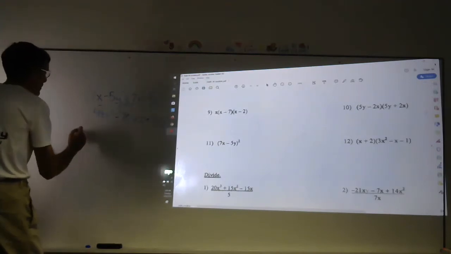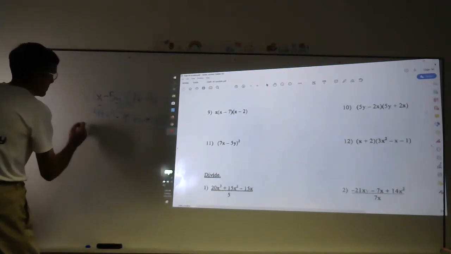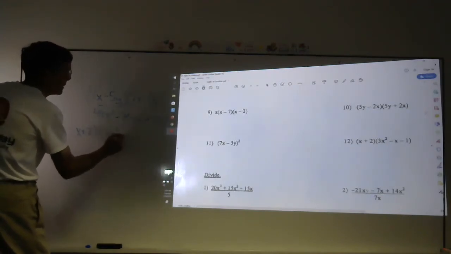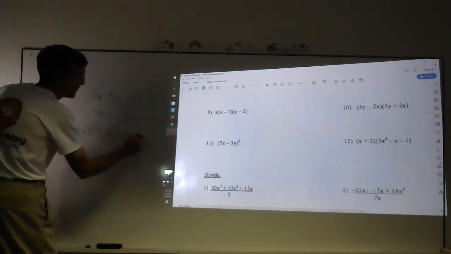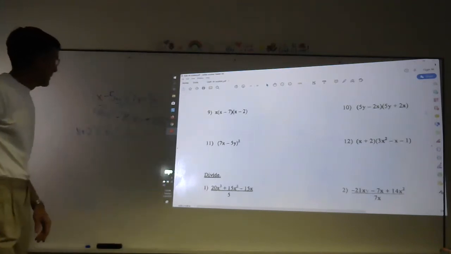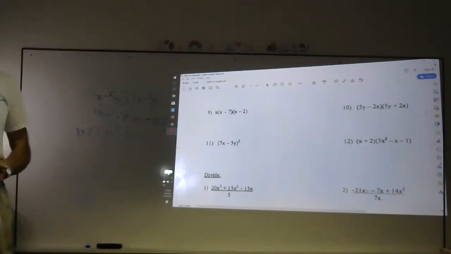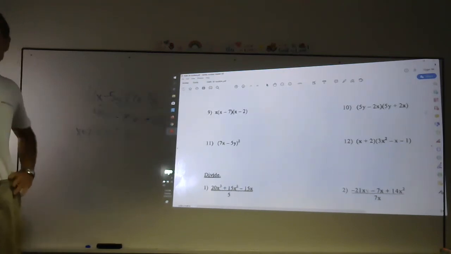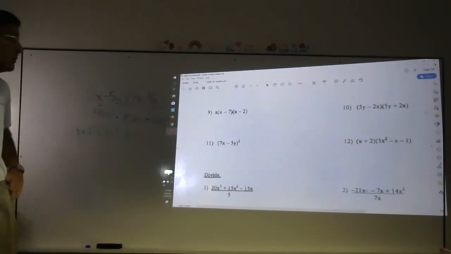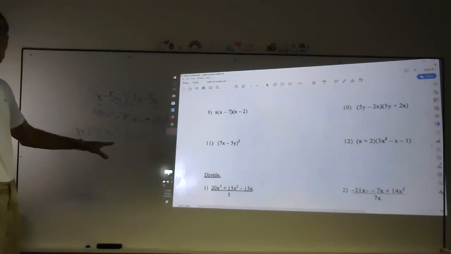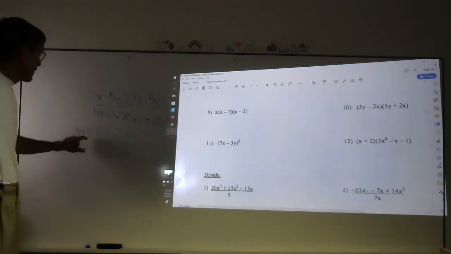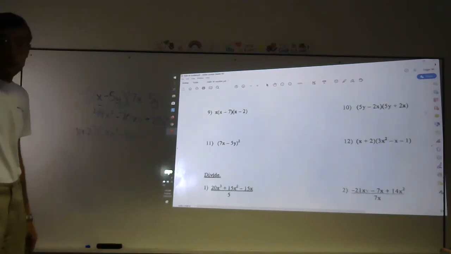And the last one. Better write this one down. It's going to be a good one. x plus 2, 3x squared minus 3x minus 1. You cannot do this by FOIL. FOIL only works when you have two terms times two terms. Binomial times a binomial. We're going to have to do distributive property here. I'm going to take the x into all three, then I'll take the 2 into all three.